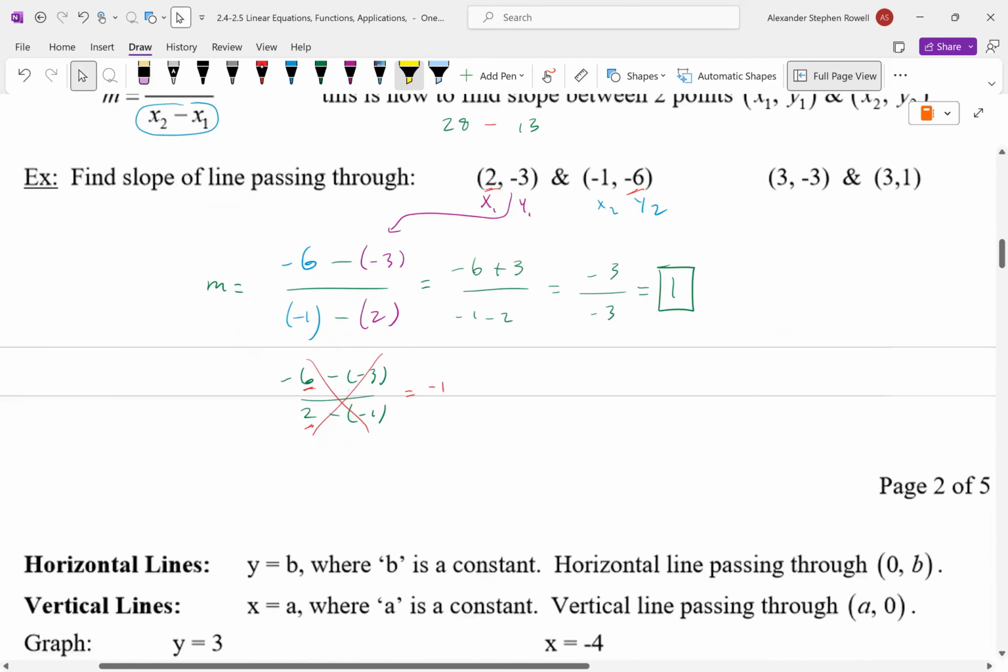All right, can you find the slope between the other 2 points? What is it? Undefined. Okay, why do you say it's undefined?